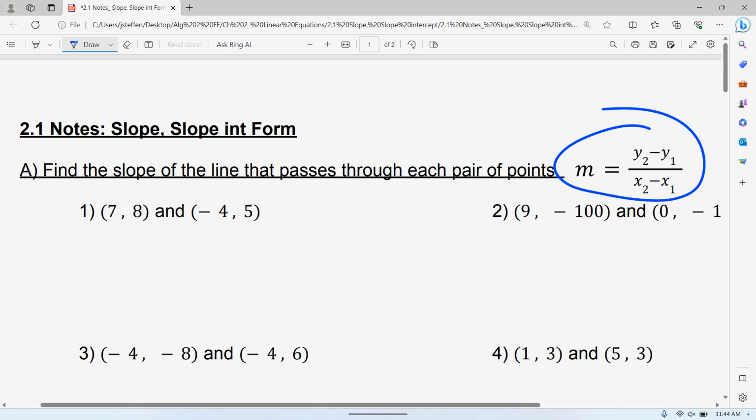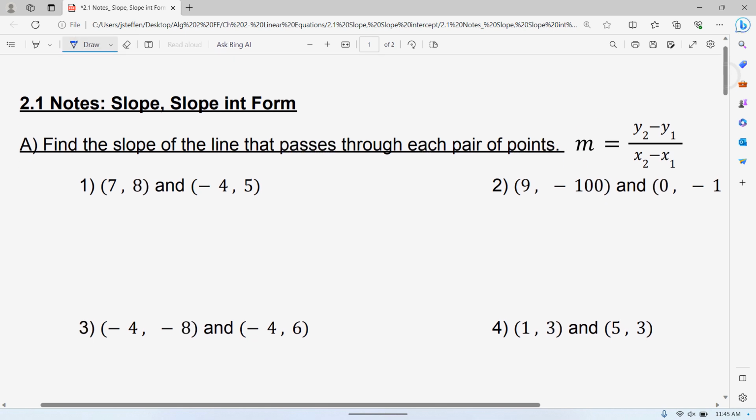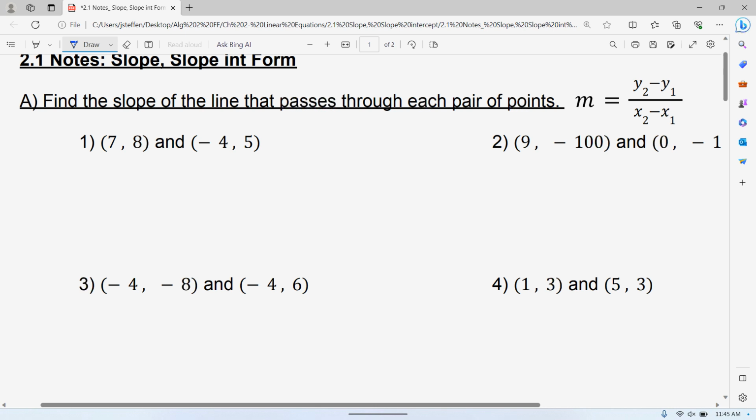For x2 minus x1. So the y2 minus y1. One thing I highly recommend, and that is your project, really a little bit of extra work to make your grade a little bit better. I highly recommend labeling. This is your x1, y1.